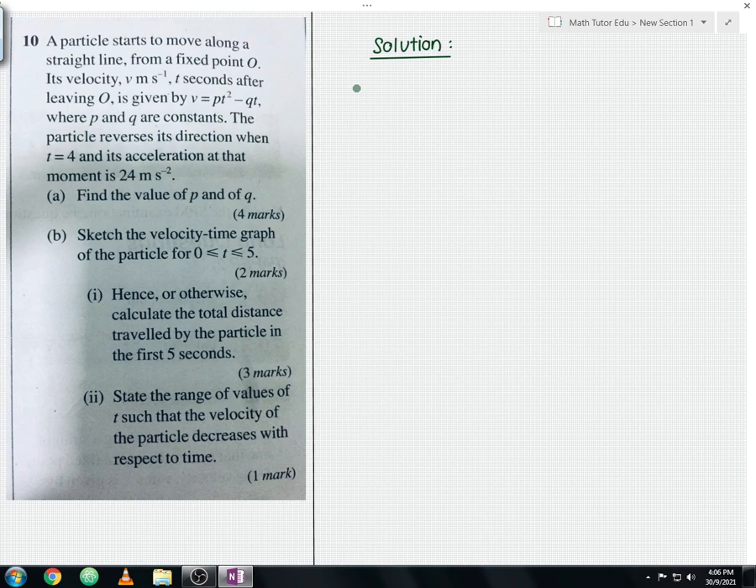Now I'll be discussing Form 5 Additional Mathematics, Chapter 8 Kinematics in a Straight Line, Long Question Example 5.